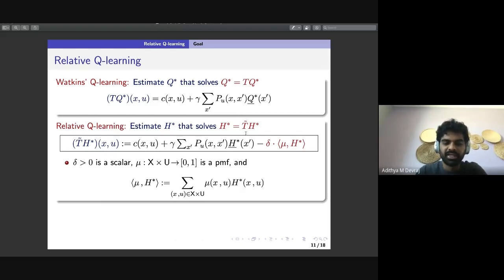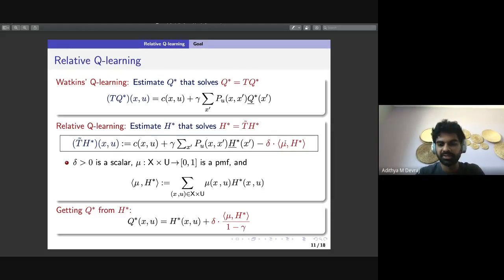Here T tilde denotes the relative Bellman operator, which is the same as the Bellman operator, except that you're subtracting off a constant over here. Here delta denotes a positive scalar, and mu is a PMF on the set of state action pairs, and this inner product denotes the expectation of H star with respect to mu. Okay.